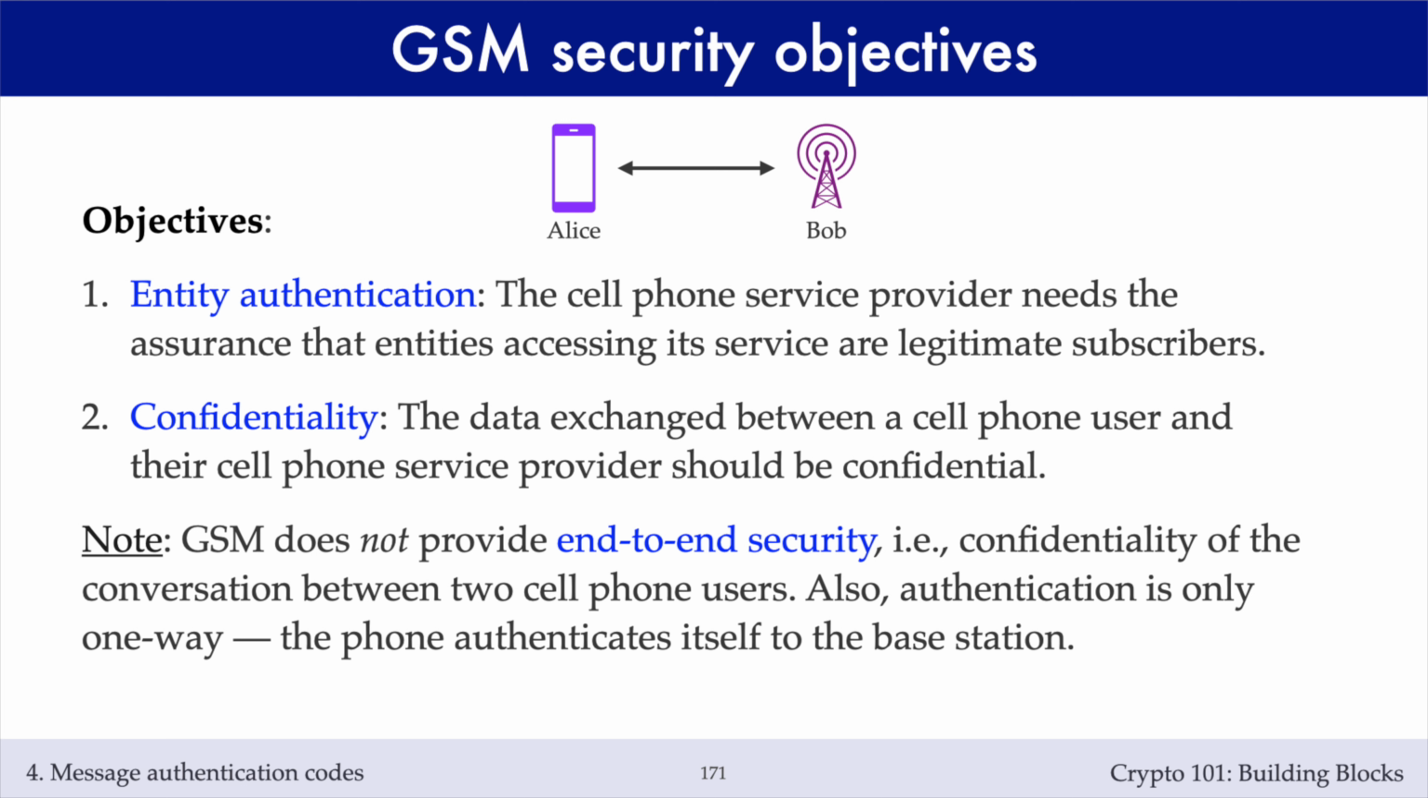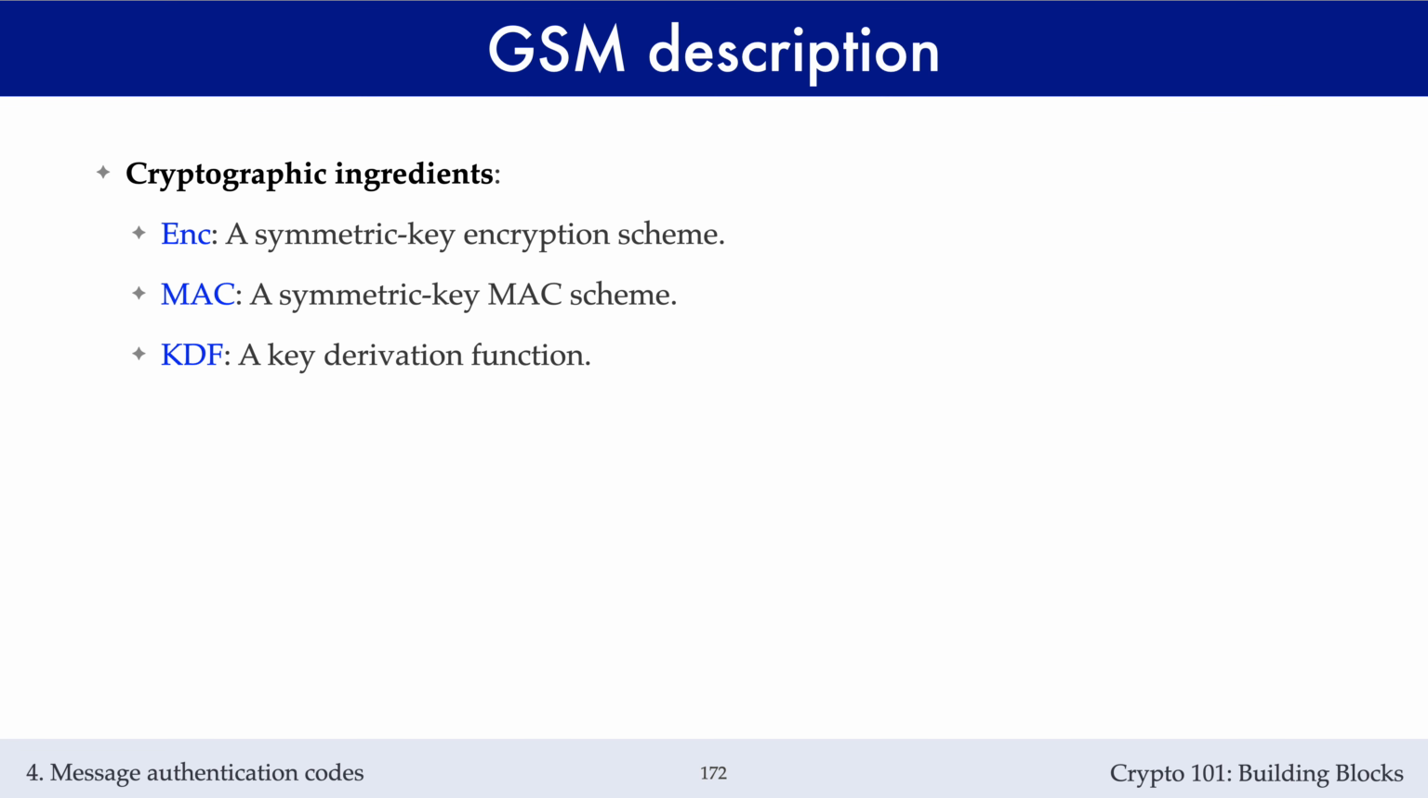It's important to note that GSM does not provide end-to-end security, in other words, confidentiality of the conversation between two cell phone users. Also, authentication is only one way. The phone authenticates itself to the base station. As I mentioned earlier, GSM uses only symmetric key cryptography. The main cryptographic ingredients are a symmetric key encryption scheme, a symmetric key MAC scheme, and a key derivation function.